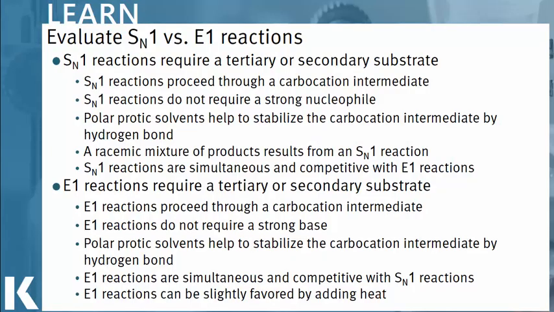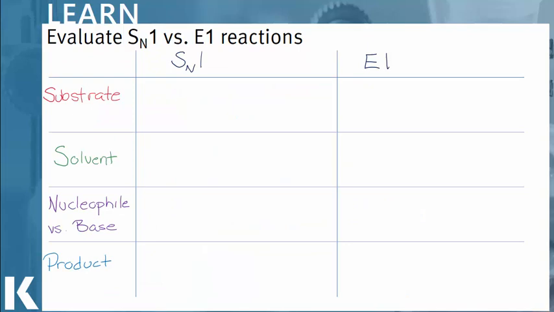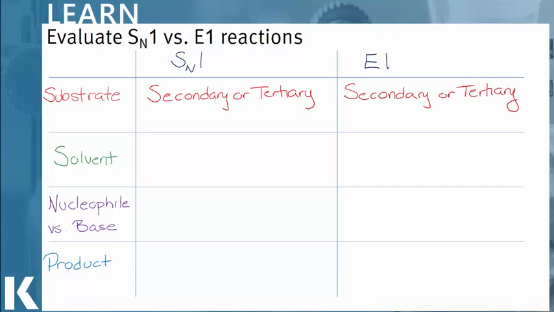There are a lot of similarities between SN1 and E1 reactions, and to better evaluate these similarities, let's do a side-by-side comparison. Here we're going to look at the substrate, the solvent, the nucleophile versus the base, and the product. So first of all, for both SN1 and E1 reactions, we need to have a secondary or tertiary substrate. And the reason for this is that the first step in both of these reactions is the formation of a carbocation intermediate, and really only secondary and tertiary carbocations are stable enough to form in solution.